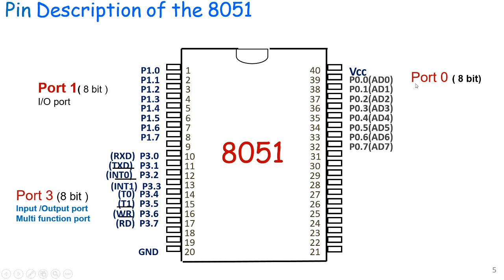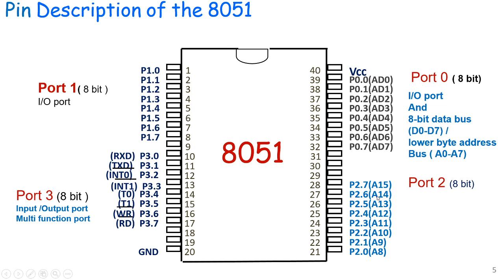Next pins, that is pin number 32 to 39 for port 0. This port 0, P0.0 to P0.7, is also a multifunction port, AD0 to AD7. So these pins can work as port 0 or AD0 to AD7, the address or data bus: an IO port and 8-bit data bus D0 to D7, or lower byte address A0 to A7.